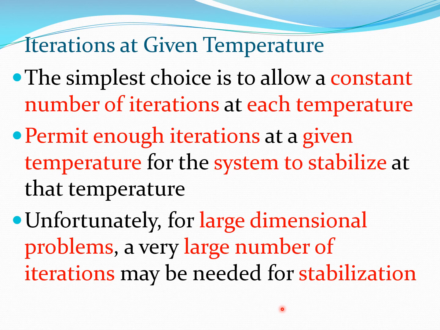Now, the final issue we need to look at is what to do when the temperature is constant, or you are at a given temperature. One of the simplest choices is to simply do a constant number of runs at each temperature. The issue here is how many iterations you should perform at a given temperature for the system to stabilize. This is again a trade-off, because if you have a large dimensional problem, you may need to perform a lot of iterations for stabilization. So some middle ground needs to be found between stabilization and the need to progress in the temperature decrement.